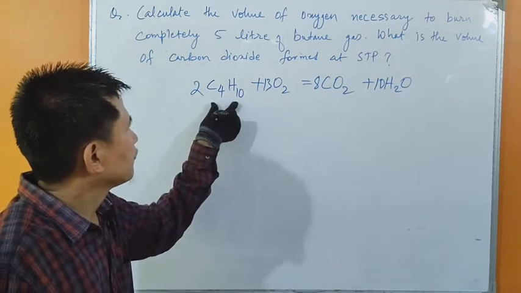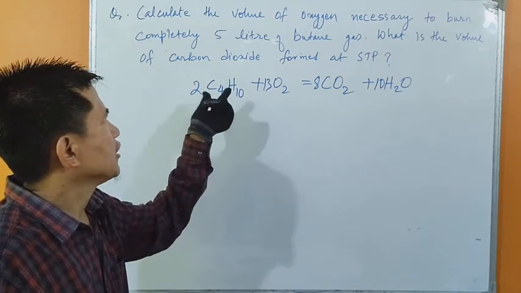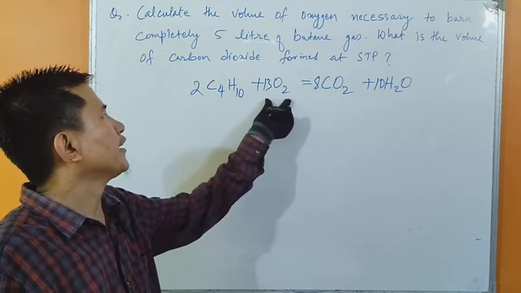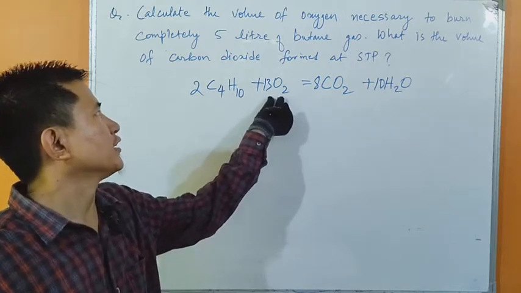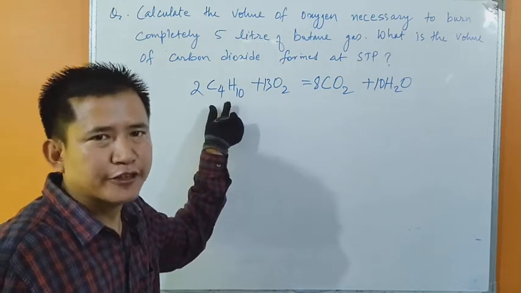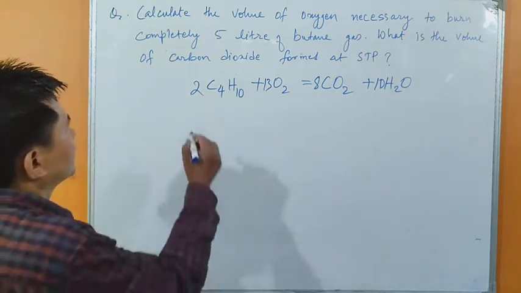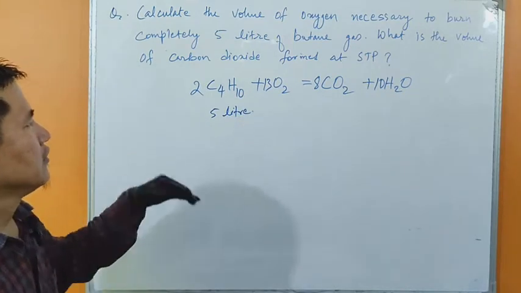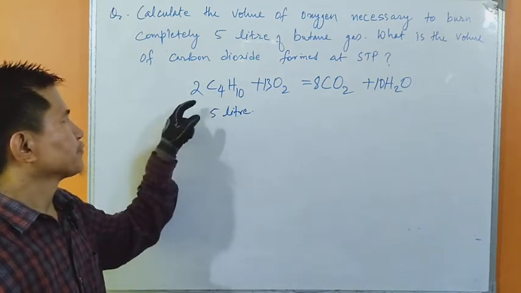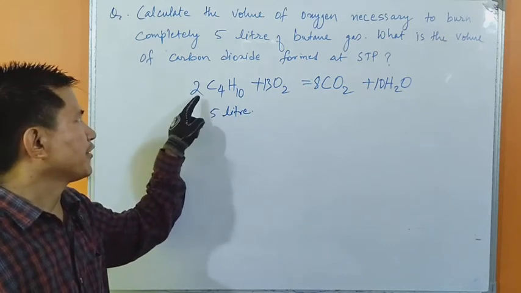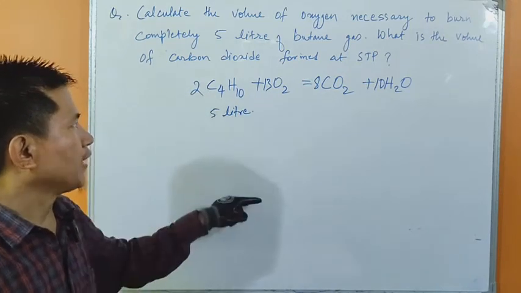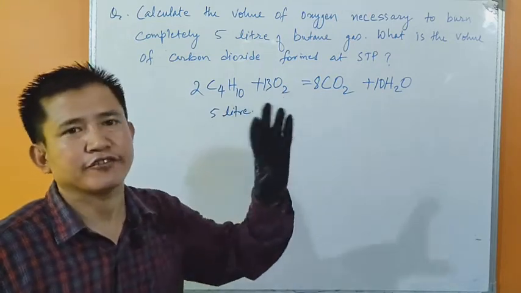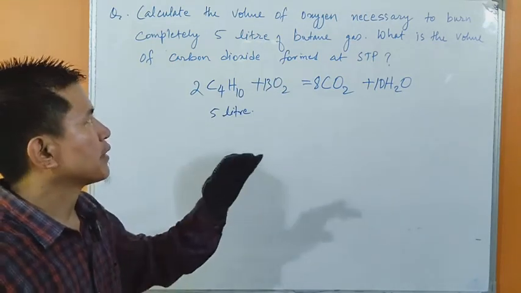We are provided with 5 liters of butane gas, and we are asked to find the volume of oxygen required to completely burn this 5 liters of butane gas. First of all, we find the number of moles of butane gas, and after that we will find the number of moles of oxygen gas, and then we will calculate the volume of oxygen gas. Please remember the steps.